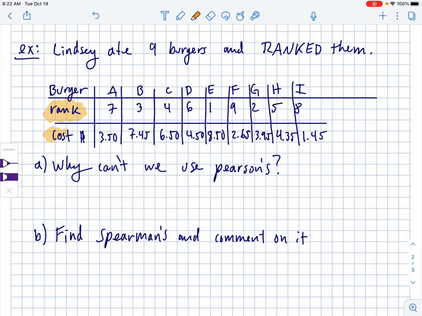This is your main clue that you should be using a Spearman's rank correlation coefficient. And she also put the cost of how much the burgers are. So how much she liked them, ranked in order, and how much each of them cost. So the question sort of becomes, is there a correlation between how tasty they are and what they cost? Like, does a tastier burger cost more? Are they correlated? We can't use Pearson's in this case.